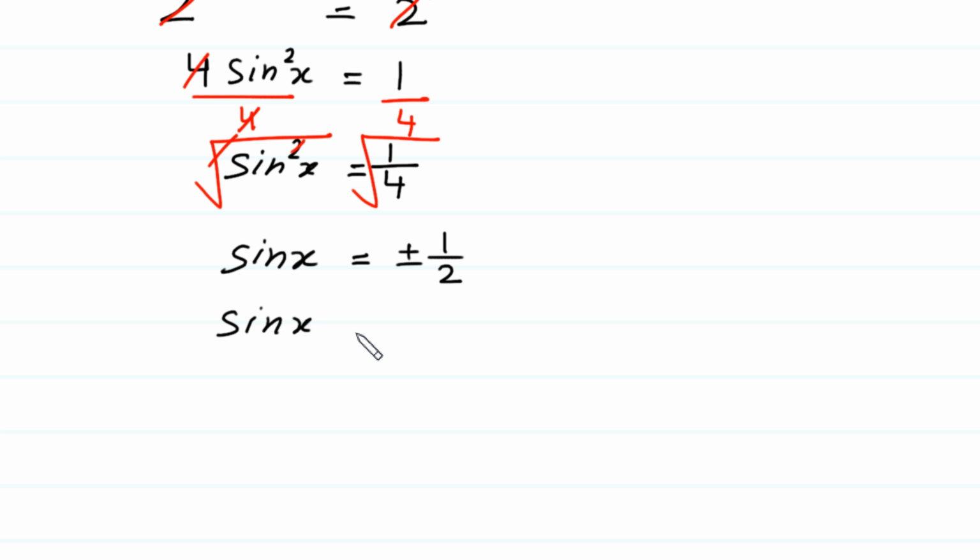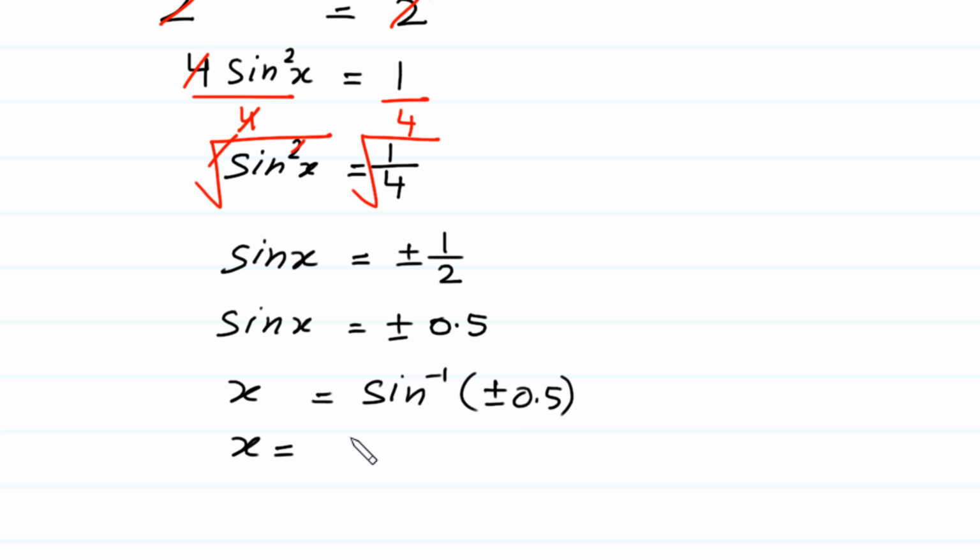Sine x is equal to plus minus 1 divided by 2 is 0.5. Now we shift this sine to the right side, it becomes sine inverse. X is equal to sine inverse of plus minus 0.5. X is equal to sine inverse of plus minus 0.5 is plus minus 30. So we have two values of x here. X is equal to positive 30 and x is equal to negative 30.